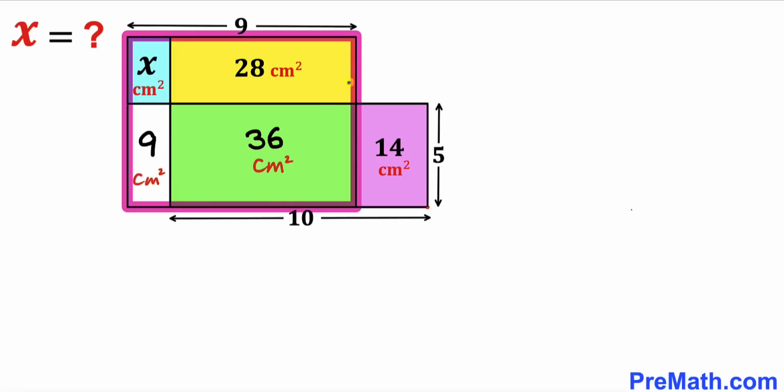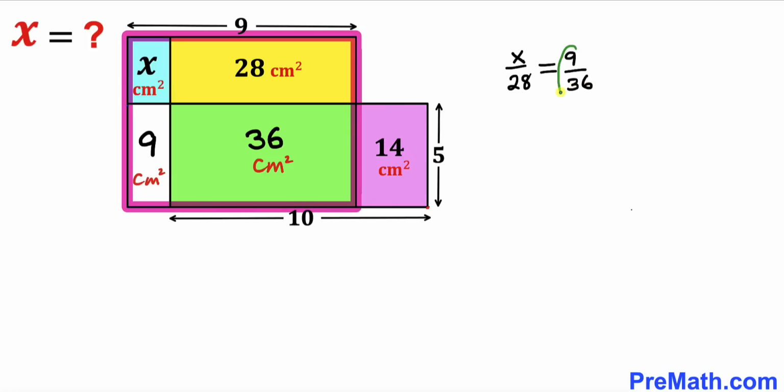And here's our next step. Let's focus on this big rectangle that consists of this blue, yellow, green, and white rectangles. Now we can see we got the proportions of these areas. Let's look at this first ratio. I'm going to write down x divided by 28 equals this other ratio, 9 and 36. Let me go ahead and write down 9 divided by 36.